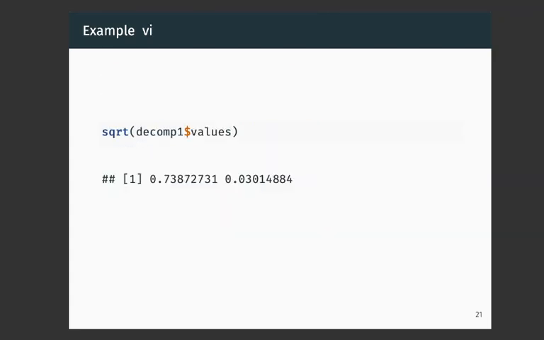Finally, I could also look at the canonical correlations, and recall from the theorem, we know they're equal to the square root of the eigenvalues of either decomp1 or decomp2. And we see here that the canonical correlations are 0.74 and 0.03. So it seems that the first canonical pair, or the first pair of canonical variates, has more correlation than the second pair.